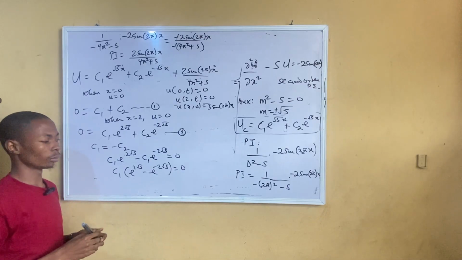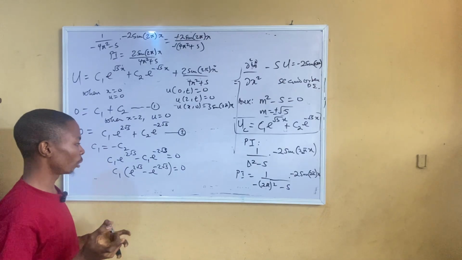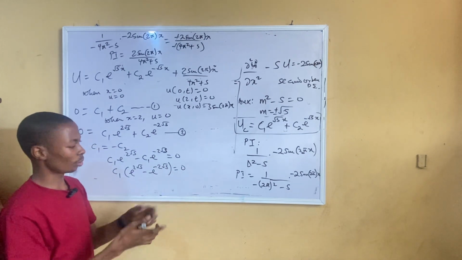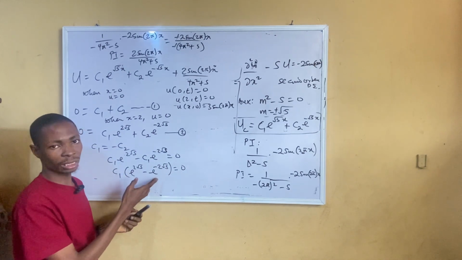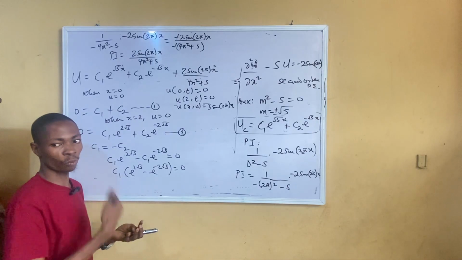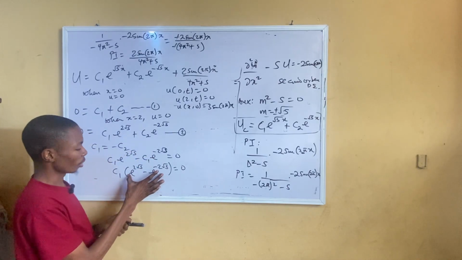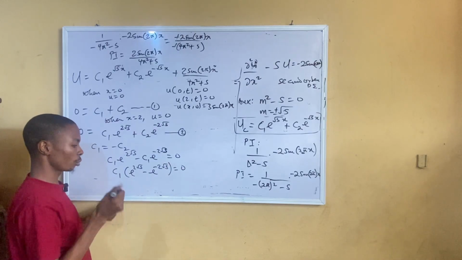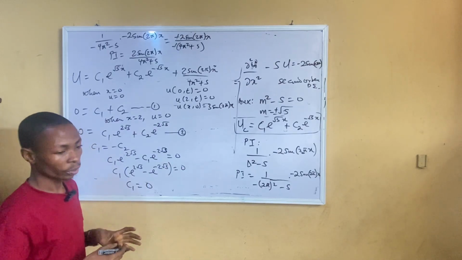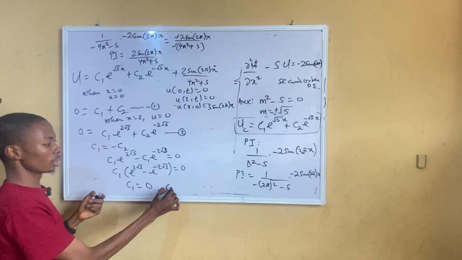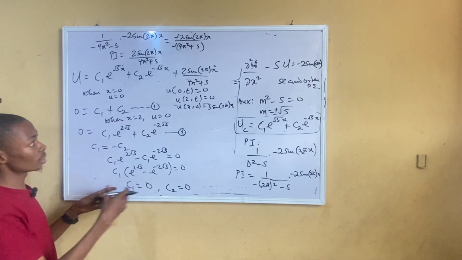Now, I said in one of our videos that whenever you have something multiplied by another thing and the product is 0, one of them must be 0. Obviously, what is here is an exponential function. An exponential function starts from 1, like that. So this one is obviously not 0. That means it is the c1 here that will be 0. So c1 is 0, and if c1 is 0, automatically c1 is the negative of c2, so c2 is also 0. c1 and c2 are 0.